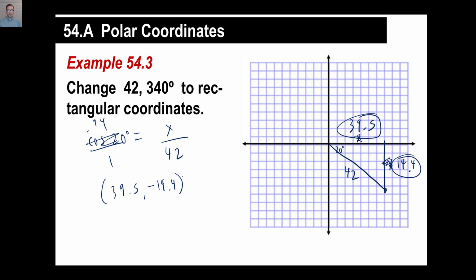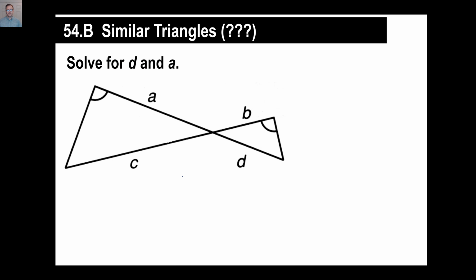Okay, all right. The second half of 54 is really pretty simple. It's similar triangles, and we're just solving for one letter, so on these kinds you don't even have to worry about a numerical answer. You're just going to solve, which means you put everything else on the other side. They will say solve for D and solve for A. Well, let's just mess with D first. First off, these are similar triangles. Remember what that means: all the angles are the same. In other words, these vertical angles are the same.